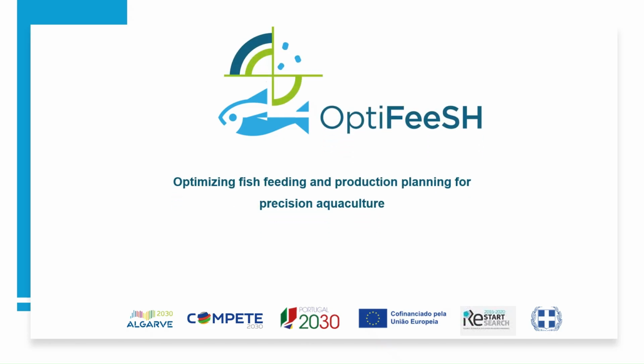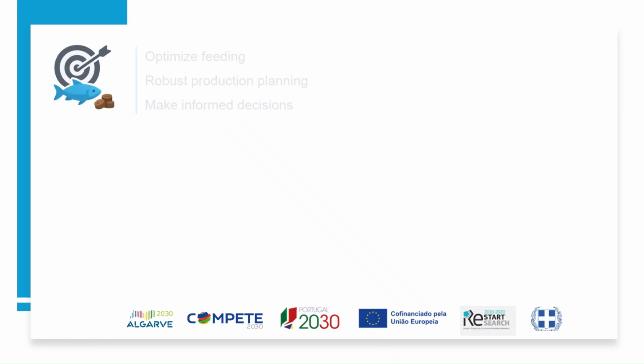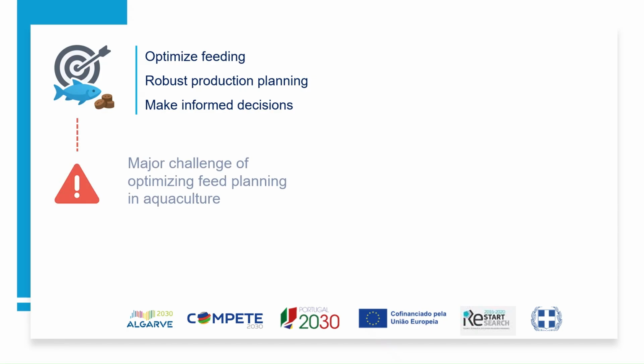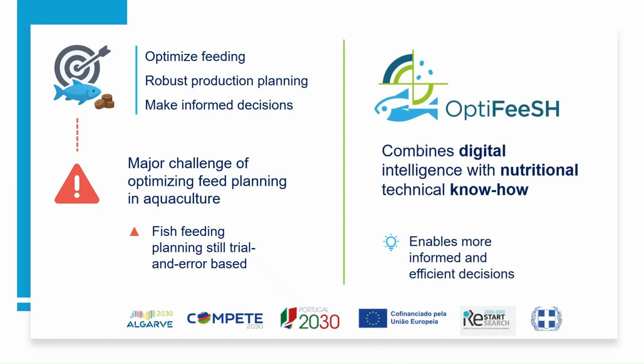OptiFeeSH. Optimizing fish feeding and production planning for precision aquaculture. One of the main goals of farmers is to optimize their feeding plans. They need robust production plans, but they also need a solution to obtain reliable information to support their decisions, one that does not rely on trial and error. And this is precisely what OptiFeeSH provides.